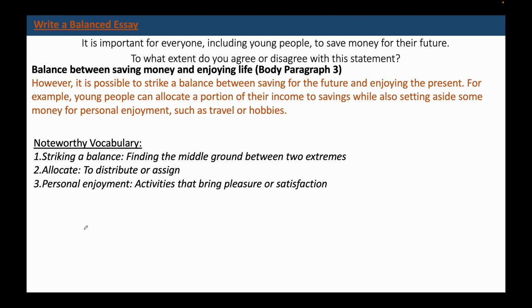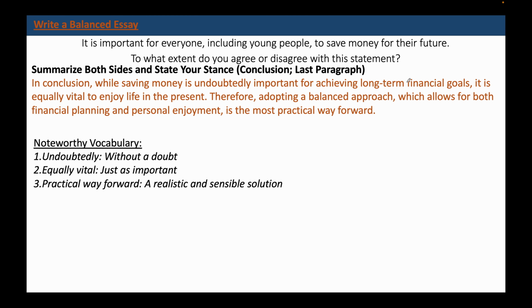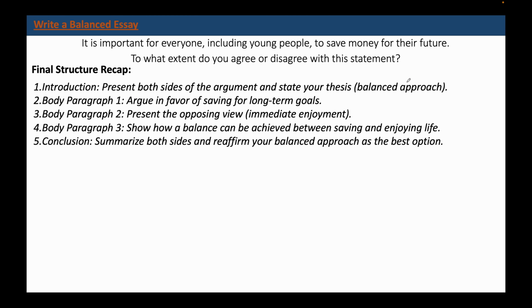In the third body paragraph, you show the balanced approach by combining both perspectives. You write about striking a balance between saving for the future and enjoying the present. Finally, in your last paragraph, in the conclusion, summarize both sides and make your final stance clear. This is the basic structure or format that we used for the balanced essay.